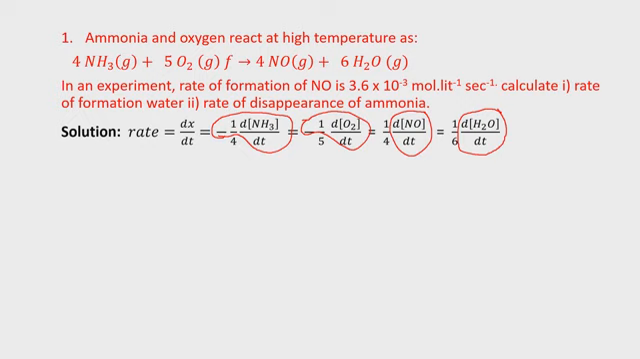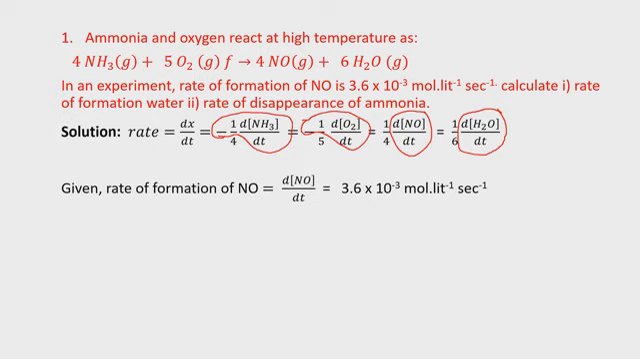So only minus dNH3 by dt, rate of disappearance of ammonia or rate of consumption of ammonia; minus dO2 by dt, rate of disappearance of oxygen or rate of consumption of oxygen. Next, dNO by dt, rate of formation of NO or rate of appearance of NO; dH2O by dt, rate of formation of H2O or rate of appearance of H2O. Clear?